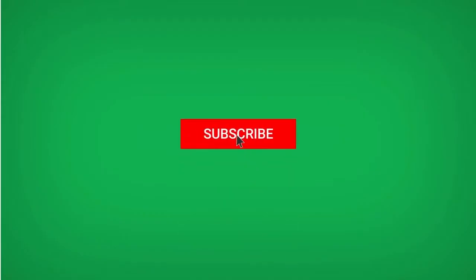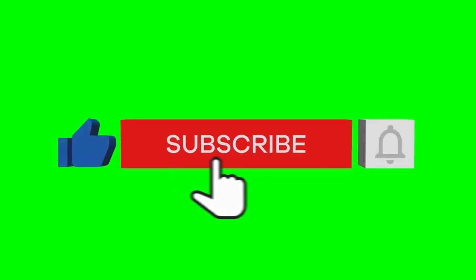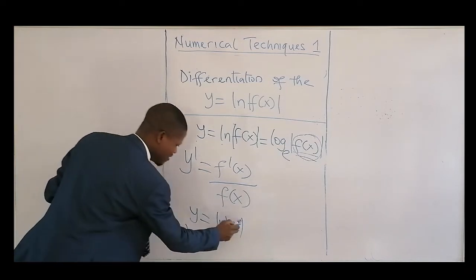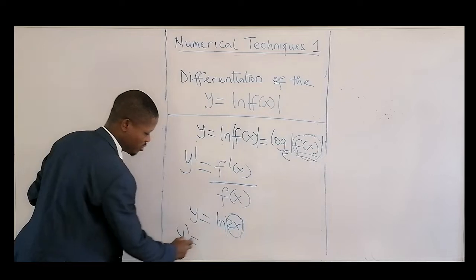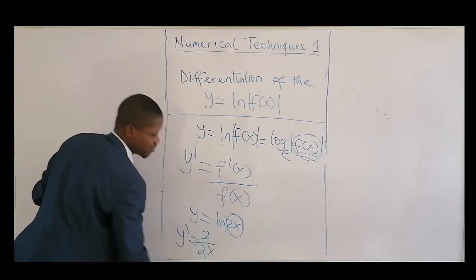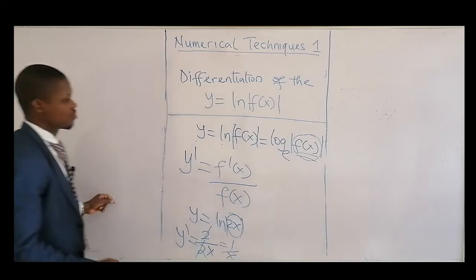For example, now you have y equal to ln 2x. The differential coefficient will be equal to the derivative of that function, which will be equal to 2 over the function itself. So that will be equal to 1 over x. So let's take some questions.